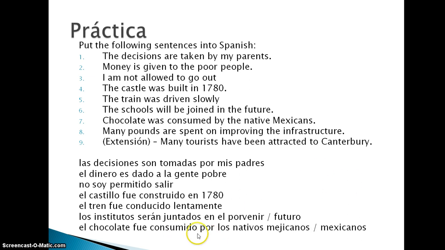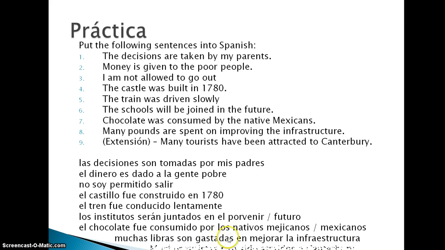El chocolate fue consumido por los nativos mexicanos. Mexicanos can spell either way, but the main thing here is fue because it's the preterite, and O because chocolate is masculine. Muchas libras son gastadas en mejorar la infraestructura. Libras feminine, so gastado, gastadas, feminine ending.